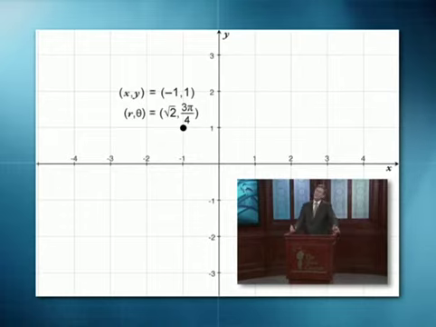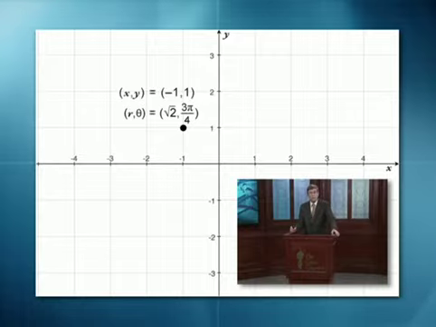Here's a picture of the situation. We started off with the Cartesian coordinates, -1, 1, and we saw that it's in the second quadrant. There it is. And now the polar coordinates tell us how far that point is away from the origin. Its distance is square root of 2. And of course, it makes an angle of 3 pi over 4.